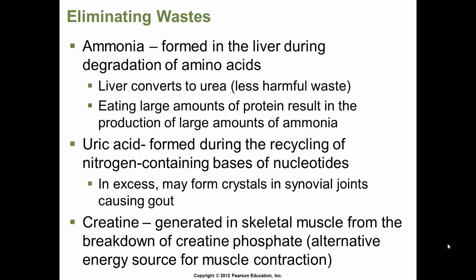Uric acid is formed during the recycling of nitrogen-containing bases of nucleotides. In excess, these may form crystals in the synovial joints, causing gout. Typically, the area is the large toe, where people complain about gout. Creatinine is generated in skeletal muscle from the breakdown of creatine phosphate, which is an alternative energy source for muscle contraction.